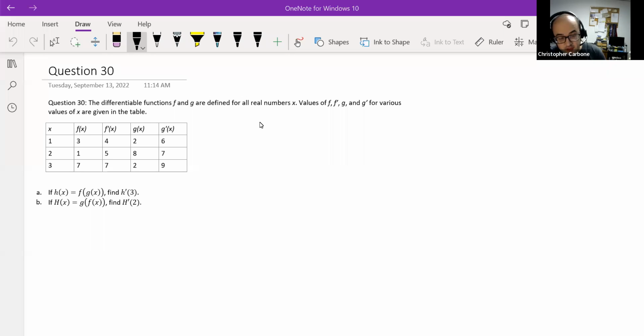This is question number 30 of our calculus review. The differentiable functions f and g are defined for all real numbers x. Values of f, f prime, g, and g prime for various values of x are given in this table.